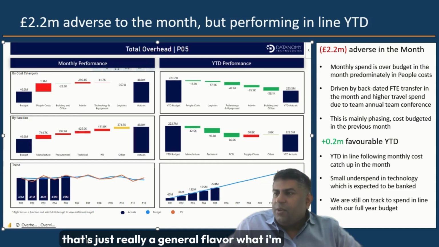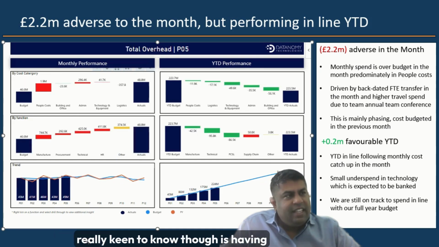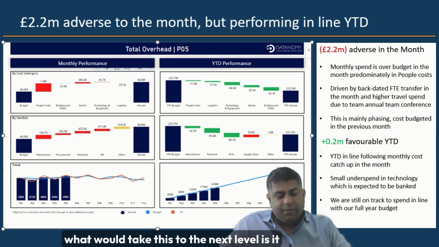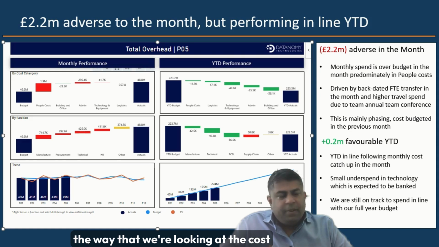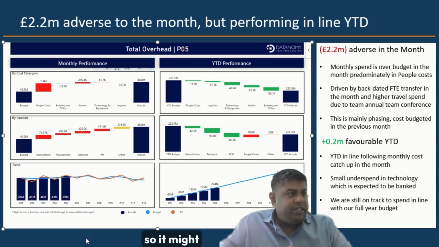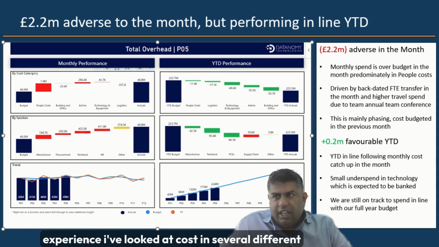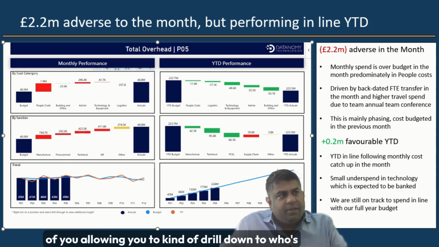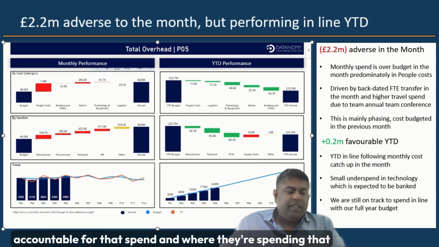What I'm really keen to know, though, is, having seen this and having seen the data that's there, what would take this to the next level? Is it the way that we're looking at the cost? So in my experience, I've looked at cost in several different formats. This is a functional view, allowing you to drill down to who's accountable for that spend and where they're spending that money.